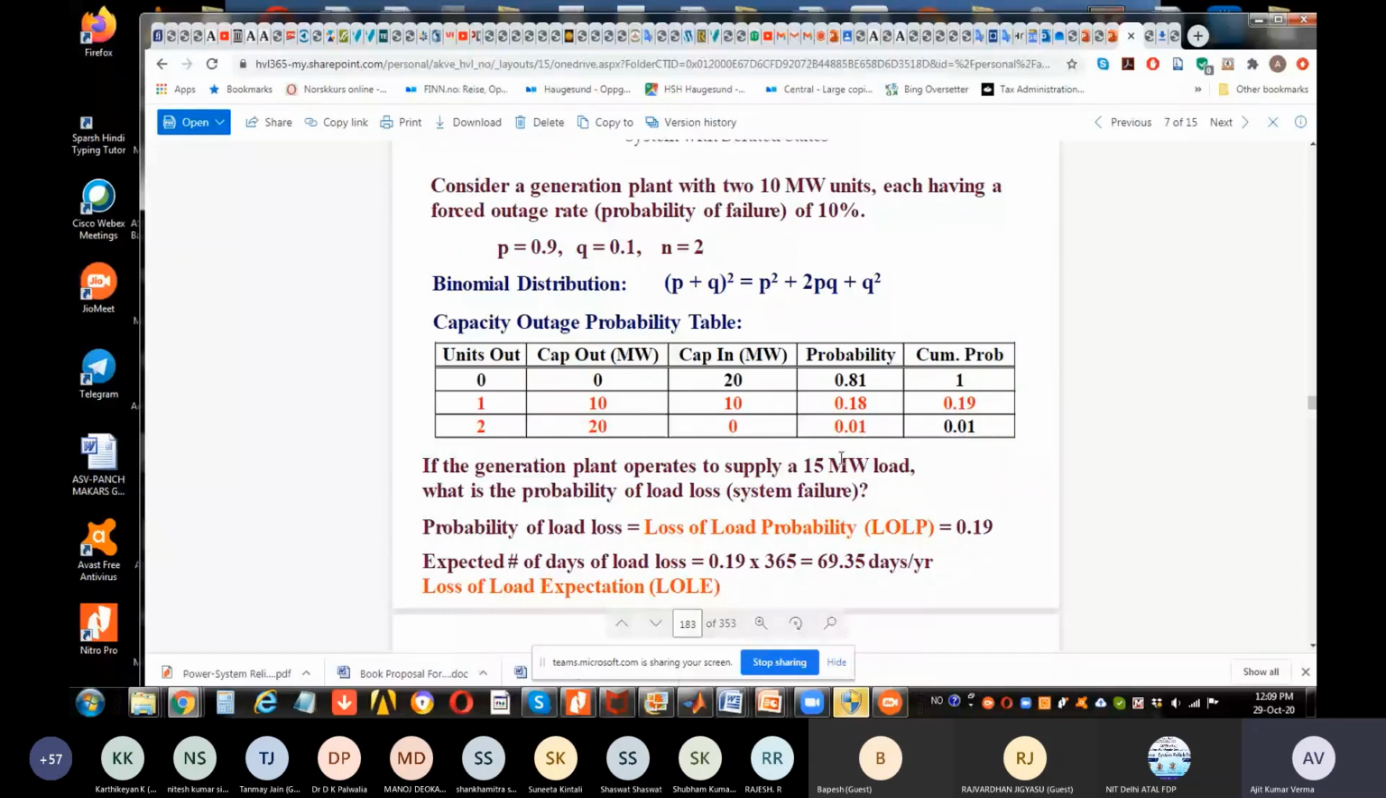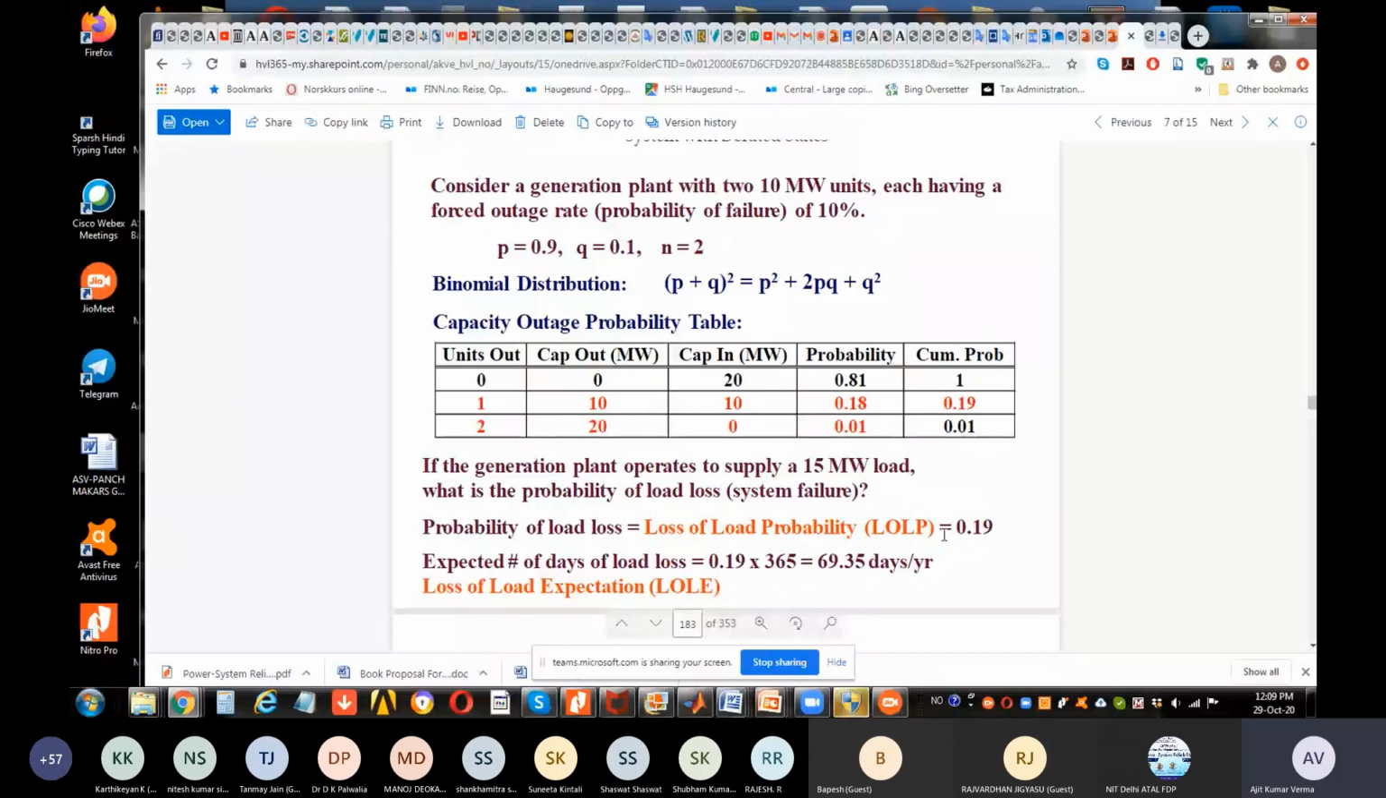So if the generation plant operates a supply of 15 megawatt load, what is the probability of loss of load? 15 megawatt load, that means if the capacity is 10 and 0, it will not be able to meet it. Therefore, you simply have to take the probabilities 0.18 and 0.01. So if these two possibilities exist, then 15 megawatt load will not be serviced. So sum them up, that gives you the LOLP.